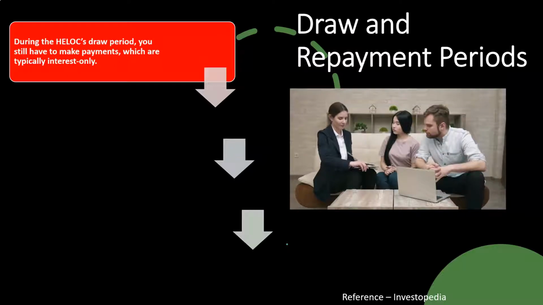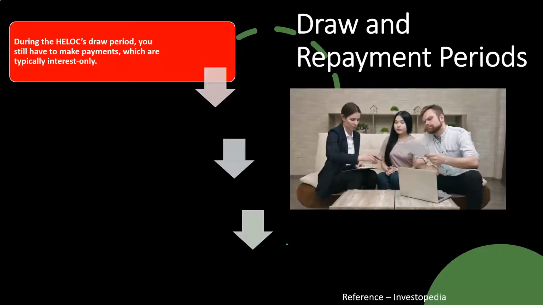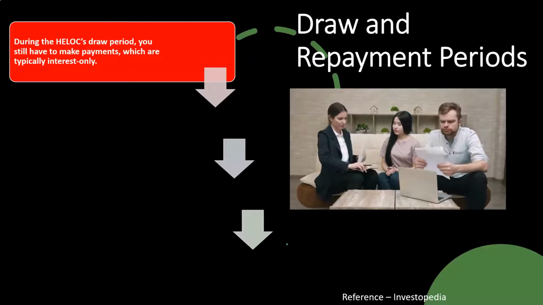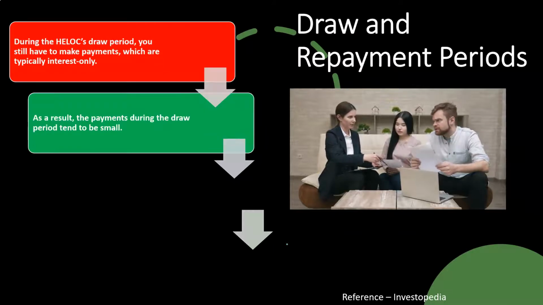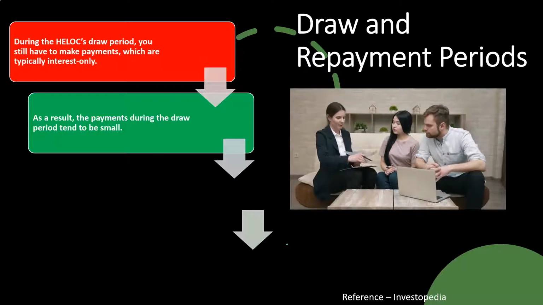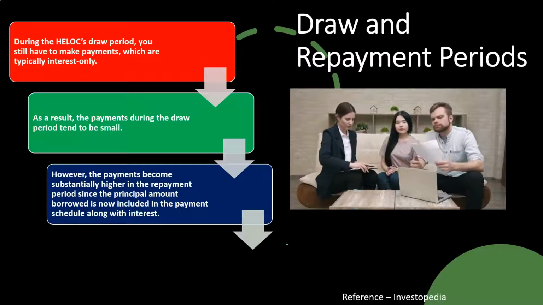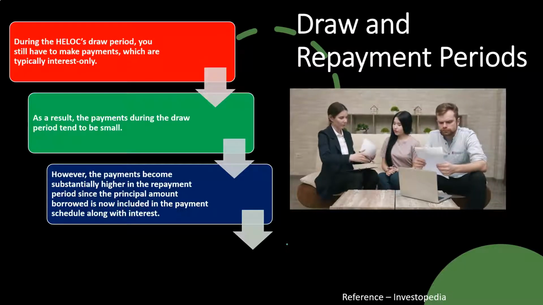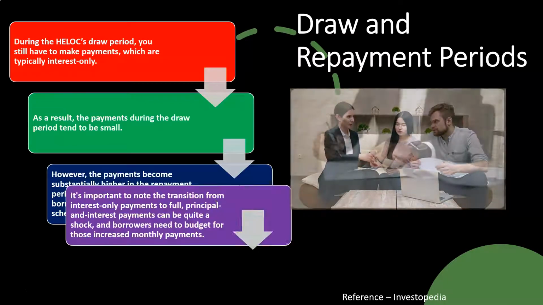During the HELOC's draw period, you still have to make payments, which are typically interest only. So as you are drawing money out, you still have the payments, but it might be just the interest only, not paying back the principal, or not required to at least. As a result, the payments during the draw period tend to be small. However, the payments become substantially higher in the repayment period, since the principal amount borrowed is now included in the payment schedule along with interest.